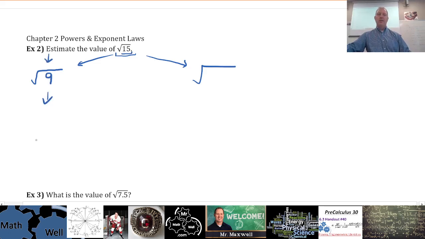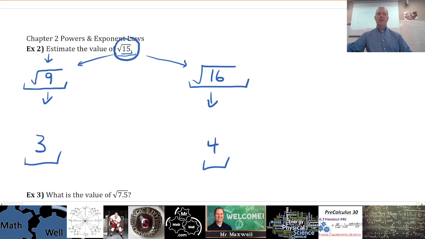We know that that's 3, right? And what's the one just above 15? 16, right. And we know that the square root of that is 4. So guess what? Root 15 is going to be between 3 and 4, or between square root 9 and square root 16. That's where it settles.